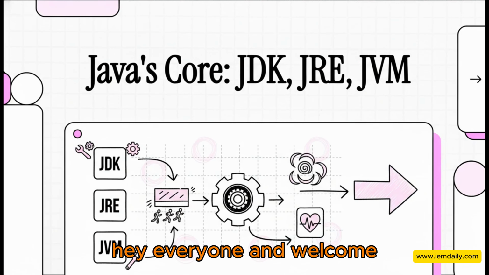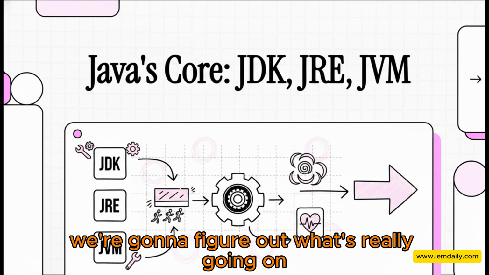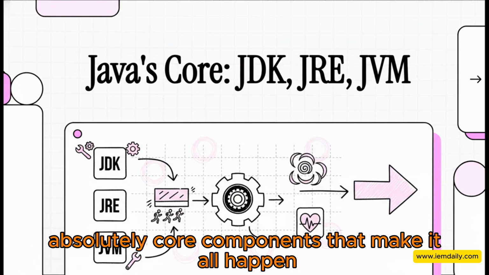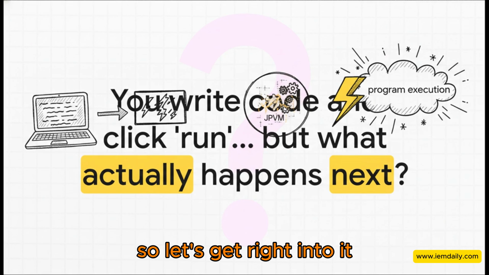Hey everyone, and welcome. Today, we're going to pull back the curtain on Java. We're going to figure out what's really going on behind the scenes when you run a program. And we'll do that by breaking down three absolutely core components that make it all happen: the JDK, the JRE, and the JVM. All right, so let's get right into it.